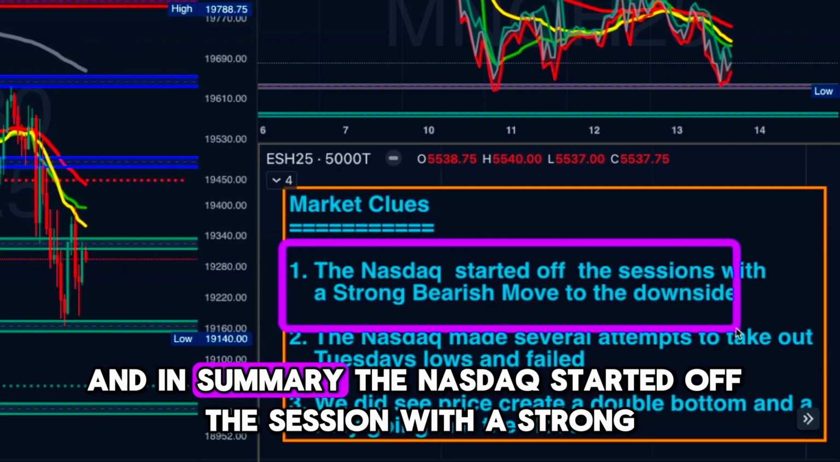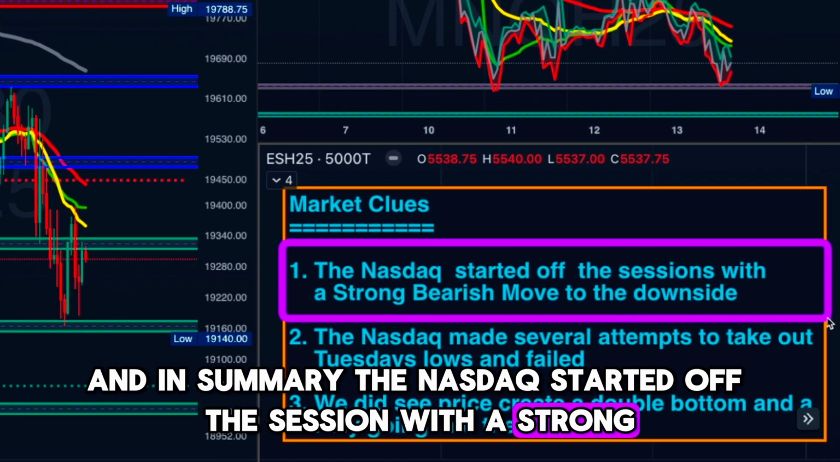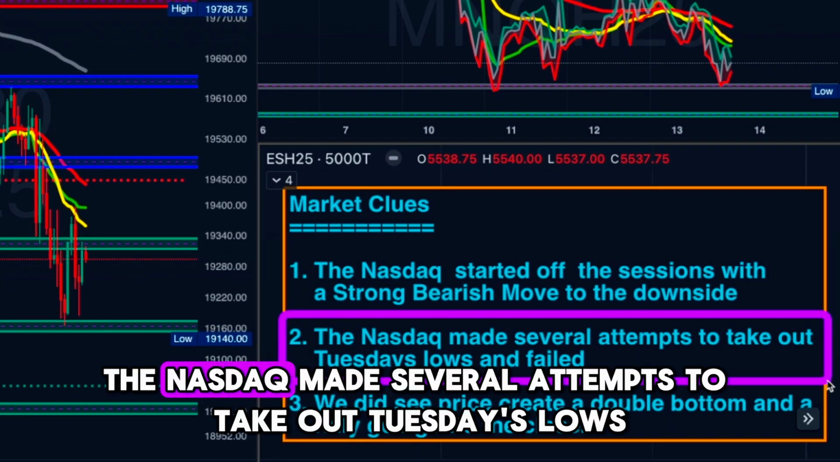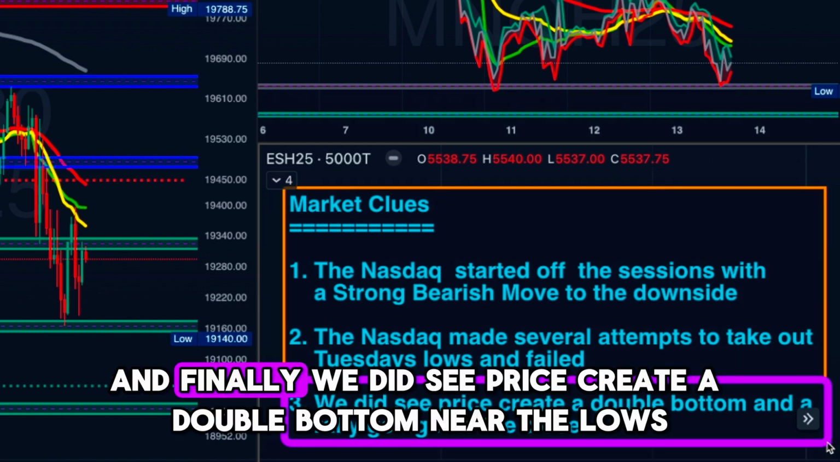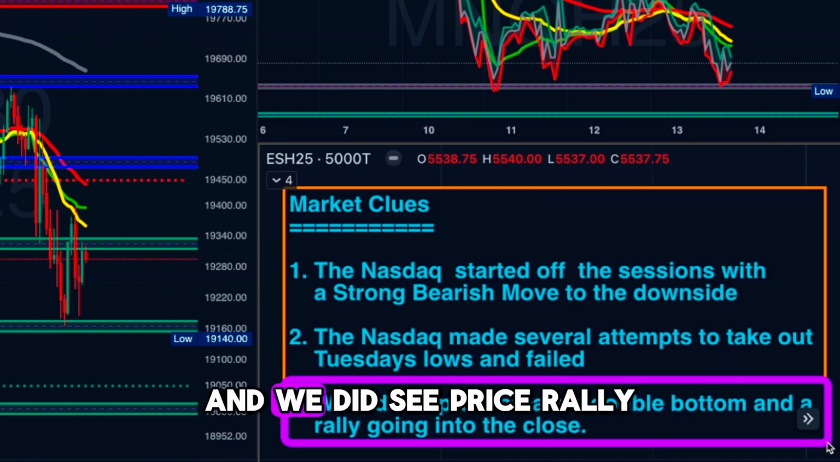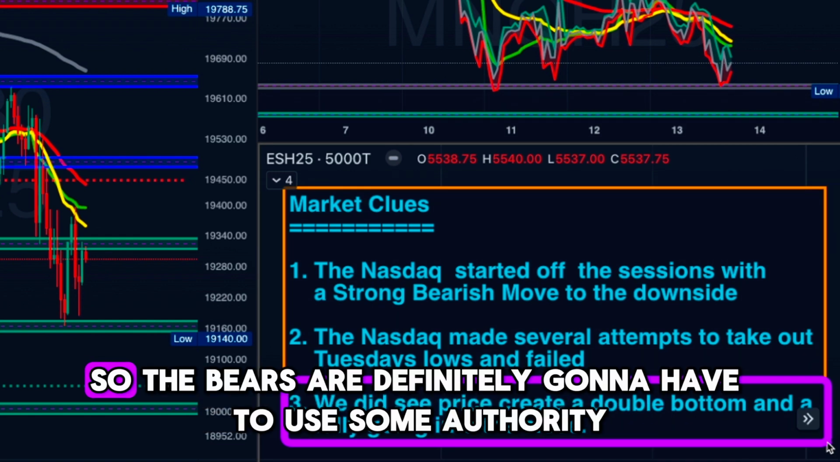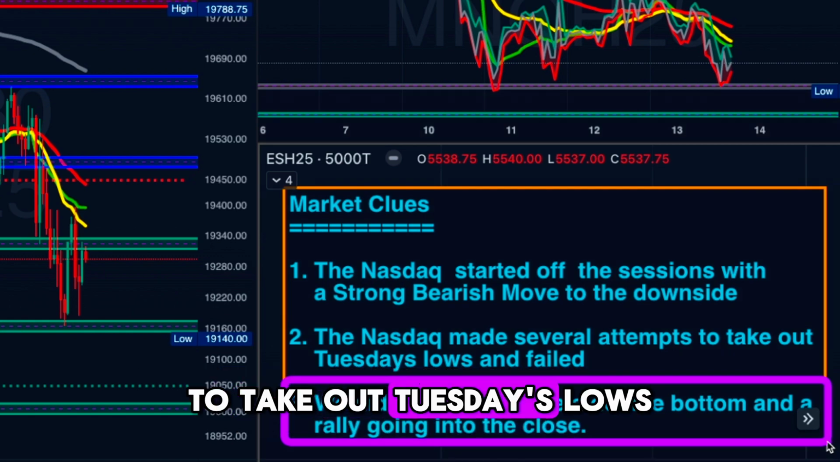And in summary, the Nasdaq started off the session with a strong bearish move to the downside. The Nasdaq made several attempts to take out Tuesday's lows, but failed. And finally, we did see price create a double bottom near the lows, and we did see price rally. So the bears are definitely going to have to use some authority to take out Tuesday's lows.